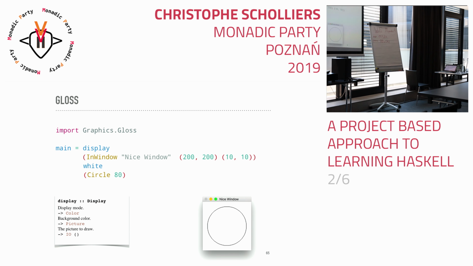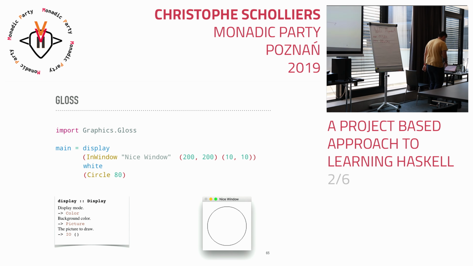And then you make a certain picture, and pictures are the elements which are being drawn. And so circle 80, it's basically going to make a circle around the origin. And so the origin in Gloss is actually the middle point in your screen. Yeah? And so it's going to draw the circle around this origin. Also, if you draw a rectangle, it's going to draw the rectangle around the origin.